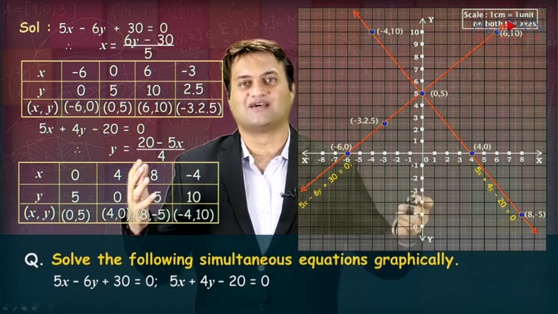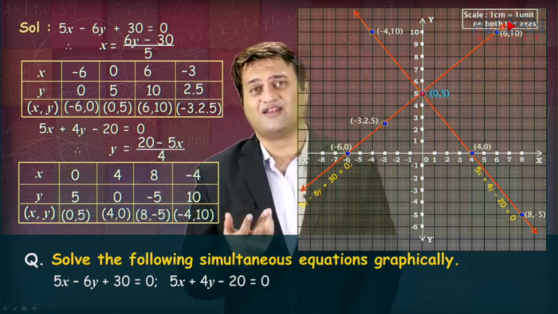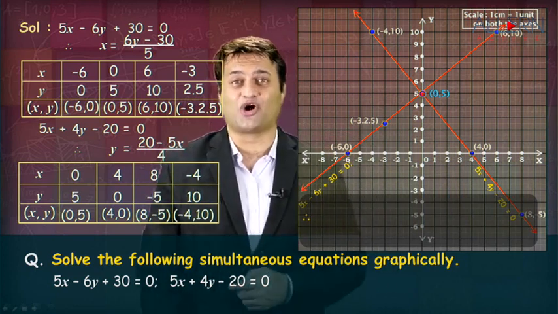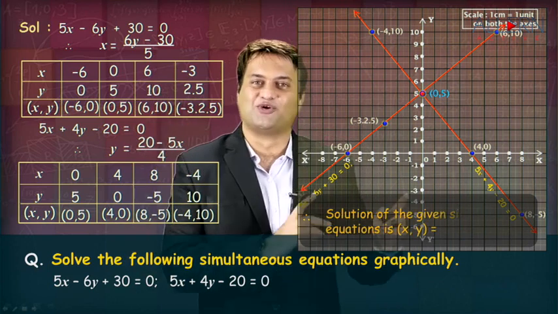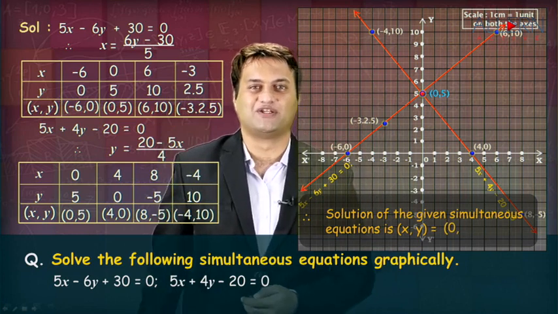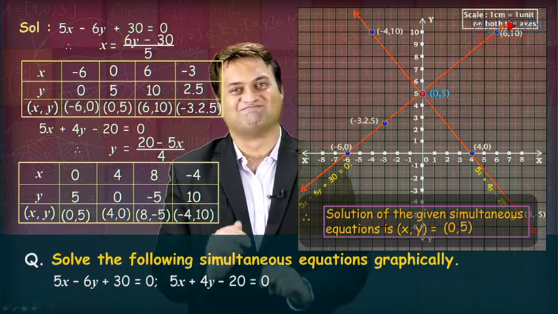Once both the lines are done, just check the point of intersection. The point of intersection is very clearly 0 comma 5, and because the point of intersection is 0 comma 5, on the main answer sheet, below the tables, don't forget to write the final answer, that the solution of the given simultaneous equation is x comma y, that is 0 comma 5. As simple as that.